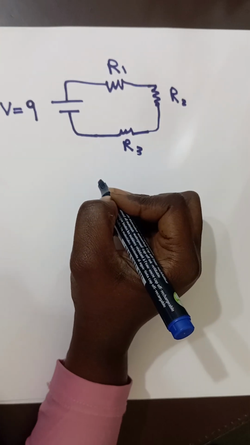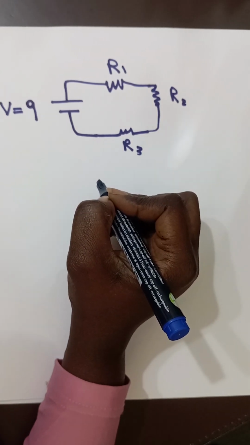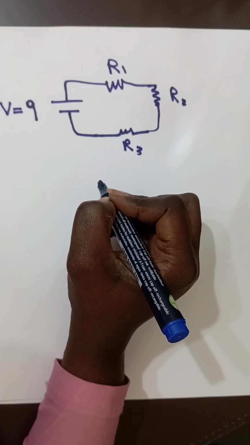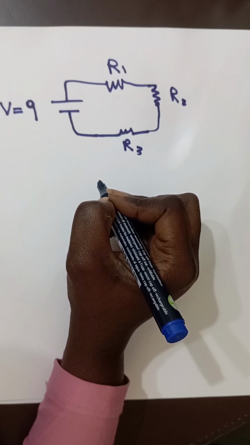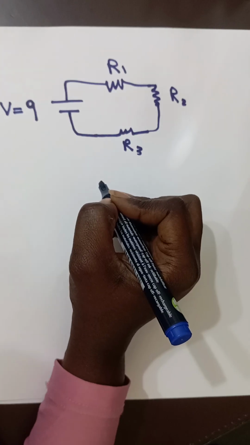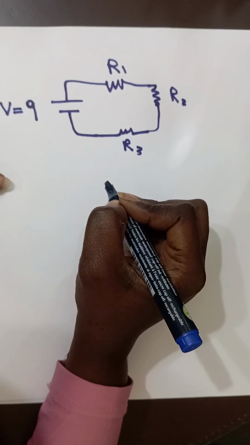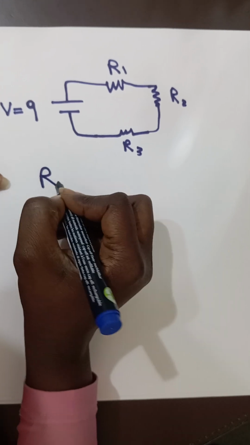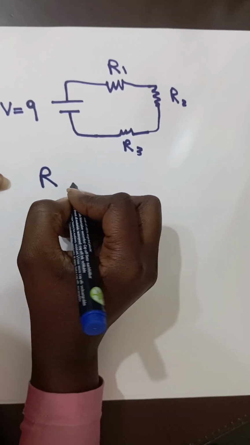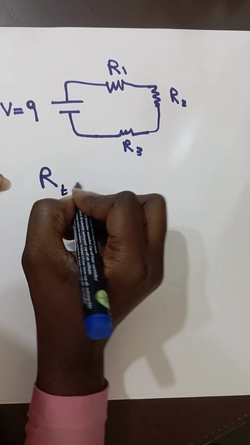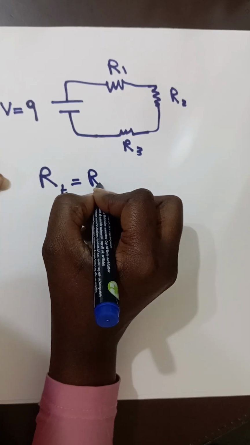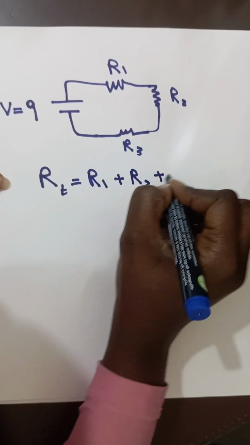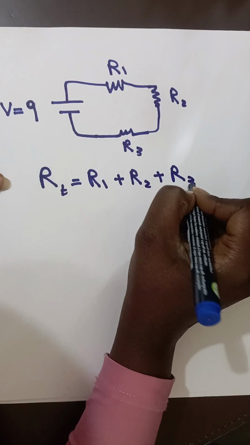Okay. The first question, if one of the resistances is increased, will the equivalent resistance change? Okay. In the series circuit, we can find the equivalent resistance by this equation. R total equals R1 plus R2 plus R3.